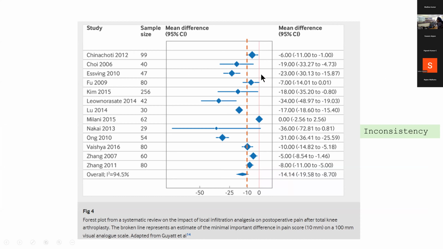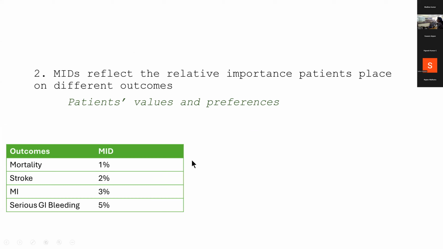Suppose I had taken the null threshold as my target, all the studies would have been consistent result. All of them are on one side of the null threshold. But suppose I'd taken MID of -10, you find that 8 studies are falling on this side and 5 studies are falling on the other side of the threshold. Then I would rate it down for inconsistency.